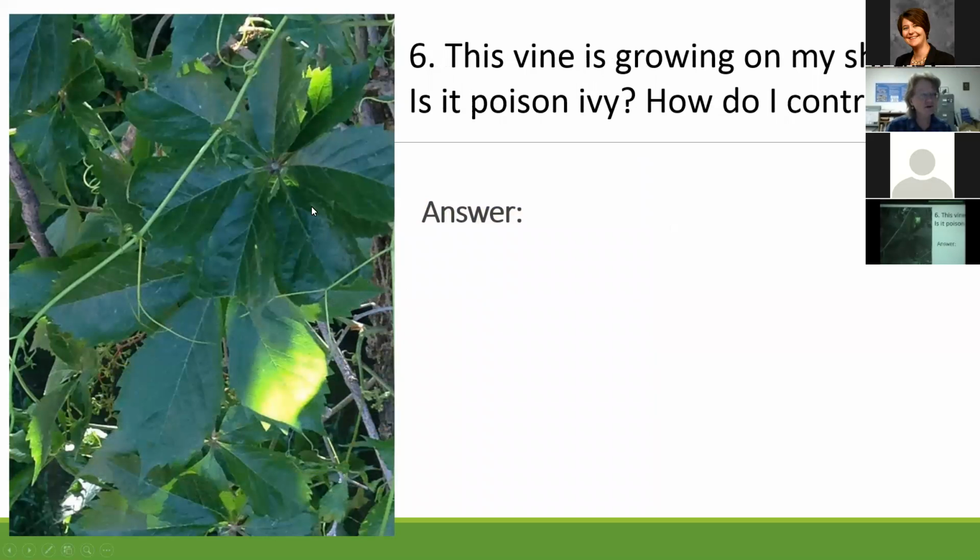This vine is growing on my shrub. Is it poison ivy? How do I control it? There you go, Dakota County, you got it. Ask more questions and turn it over to an expert.